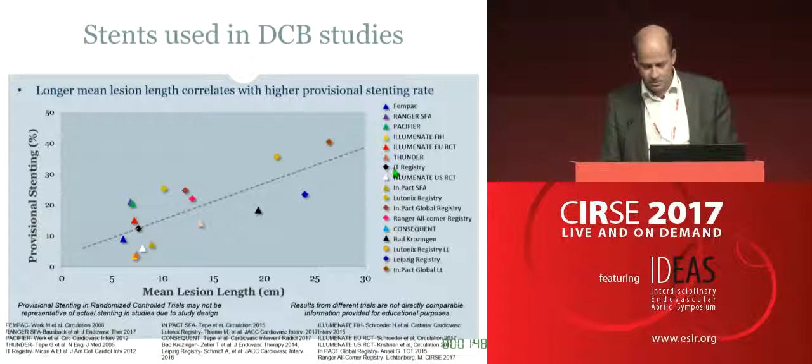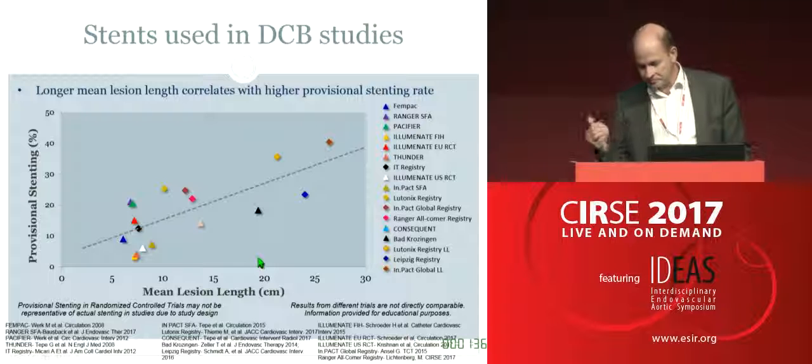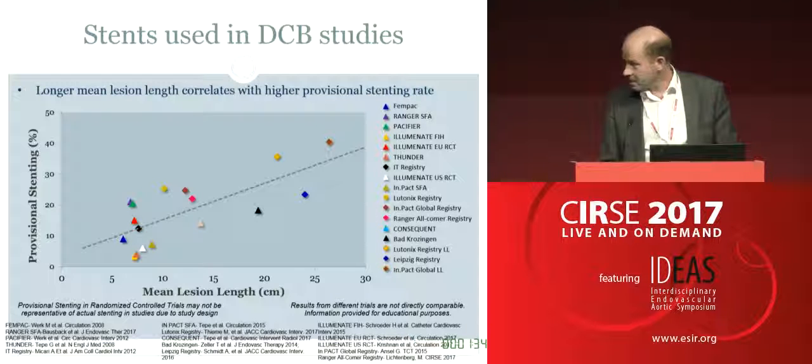And if we look into the literature, and this slide has been presented already, the longer the lesion gets, the more stents we have to place. So the question for me is, this is also a good way, but if we have such a severe dissection as over here, it might be that besides DCB treatment, we could go right away with the DES.